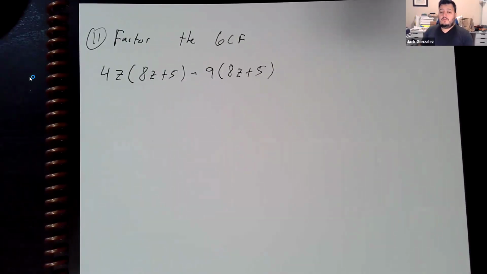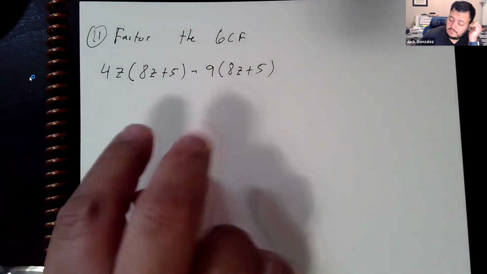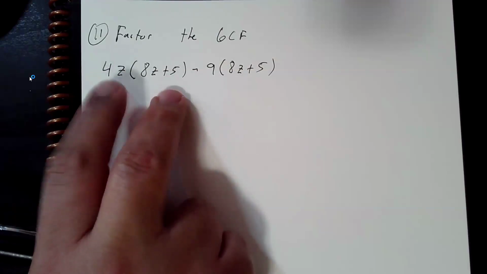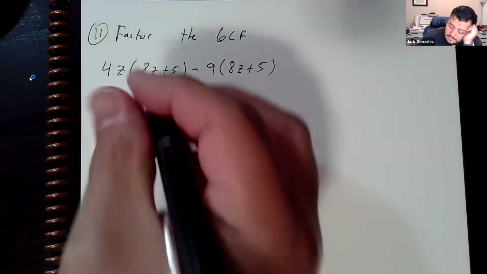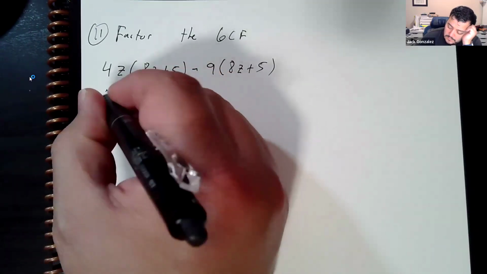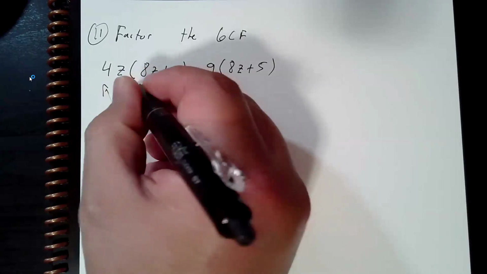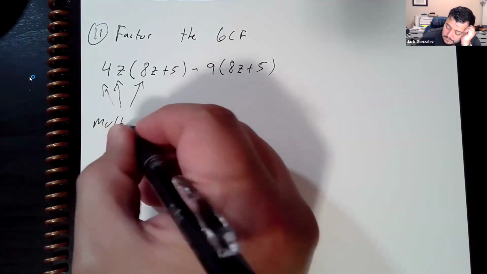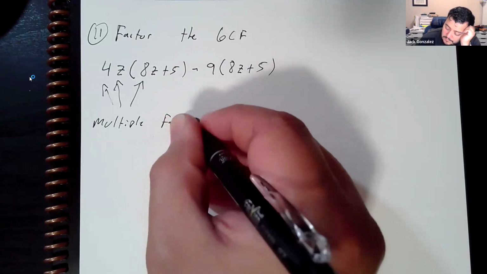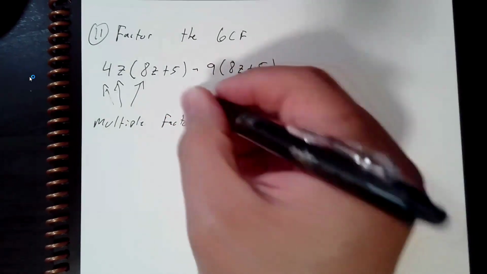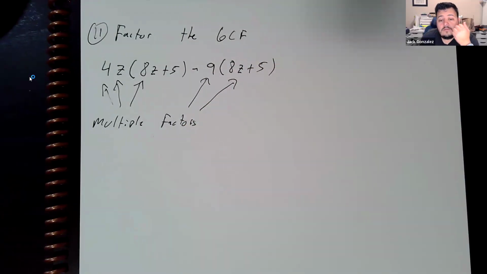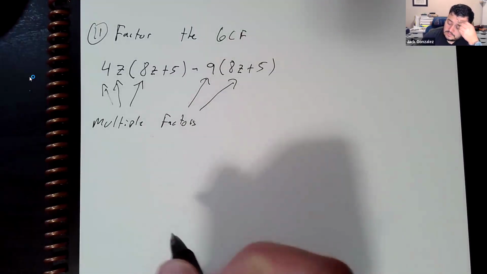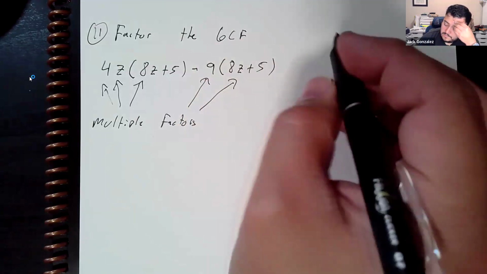Okay, so first thing, these are two products, two factors. Technically three. We have 4 times z times 8z plus 5. So this is multiple factors, right? If you look at the 4, is there anything in common with these two?